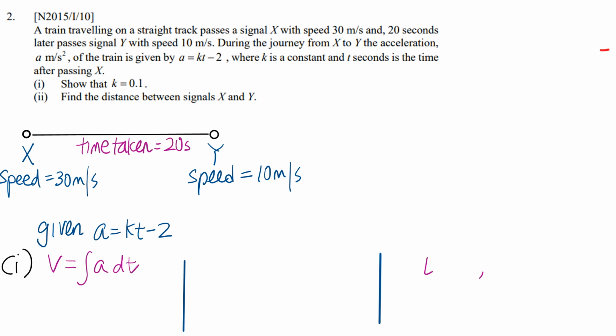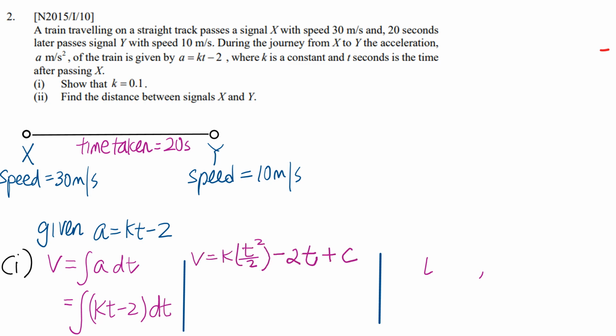All right, so I need to integrate kt minus 2. Integrate kt, I'll get kt squared over 2. And integrate 2, I'll get 2t. So the expression for the velocity will be kt squared over 2 minus 2t plus c, because we're dealing with an indefinite integral now. I need to find this constant c, which is very important because a lot of students forget that we're dealing with an indefinite integral and forget to add the c. To find c, we need to fill in the information that we're given: when t is 0, the speed is 30 meters per second. So we substitute t to be 0, velocity to be 30 meters per second, and from there you find the constant c to be 30.